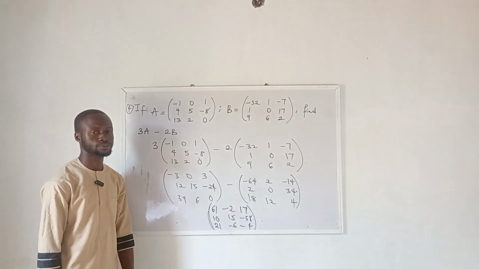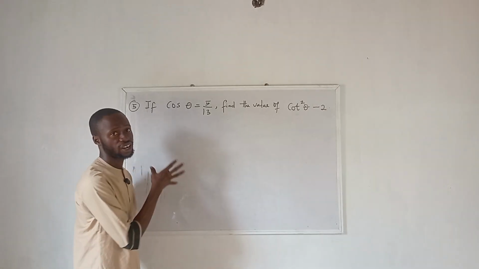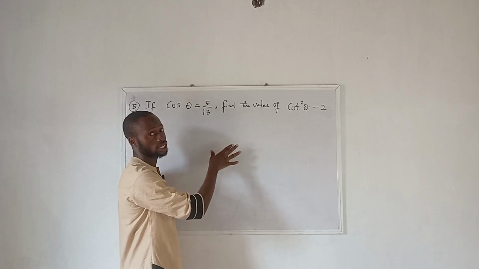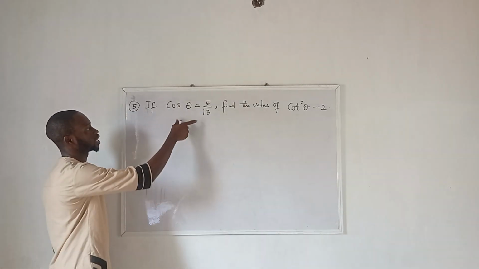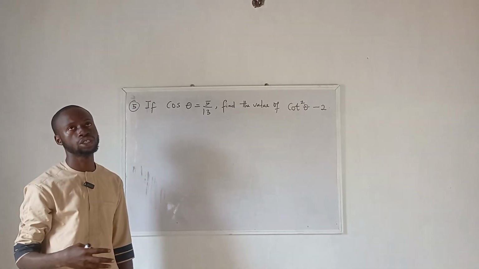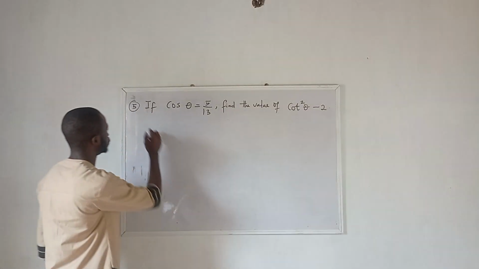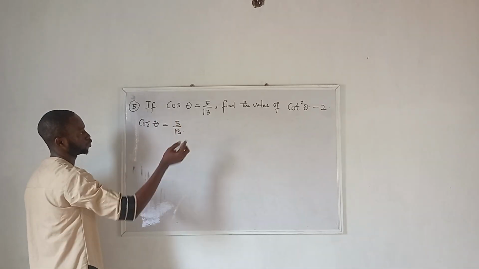Is that understood? Next question: if cos theta is 5 over 13, find the value of cot square theta. We are given a statement, and that statement will help us solve this question. We know that cos theta is 5 over 13, that's the only thing we know.